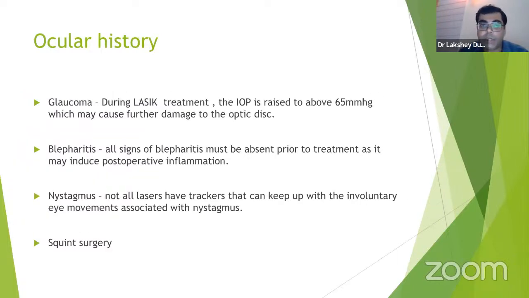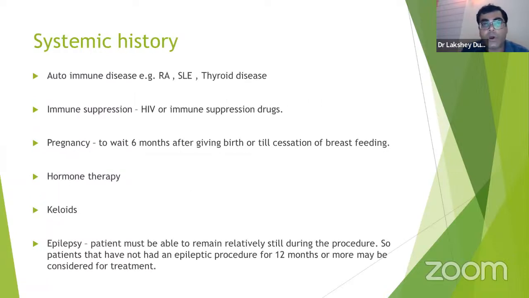Other points in ocular history are glaucoma, because during LASIK treatment, IOP may rise well above 65, so this may cause damage to the optic disc. Blepharitis: all signs of blepharitis must be absent prior to treatment, as this may induce post-operative inflammation. Nystagmus, because lasers without trackers have difficulty with these involuntary movements. History of squint surgery. So these were demographic history and ocular history.